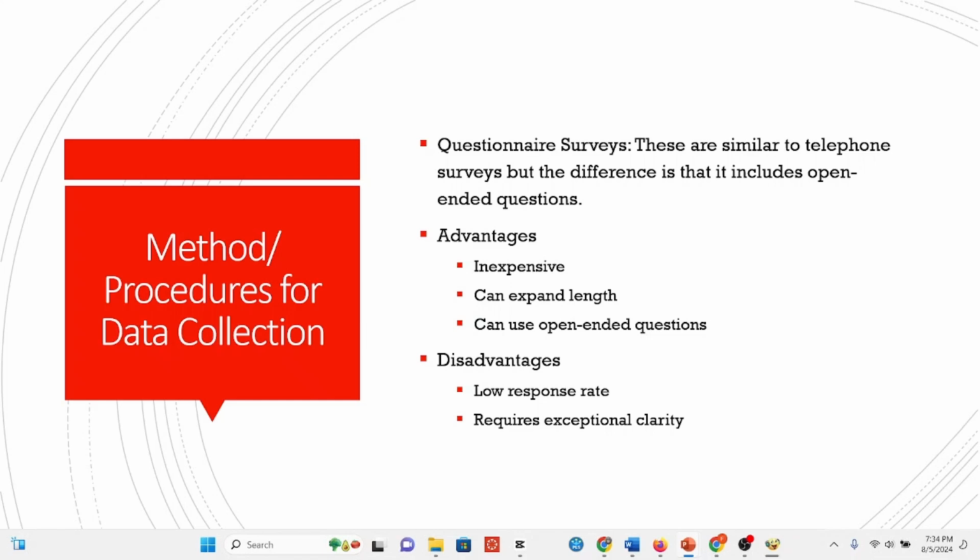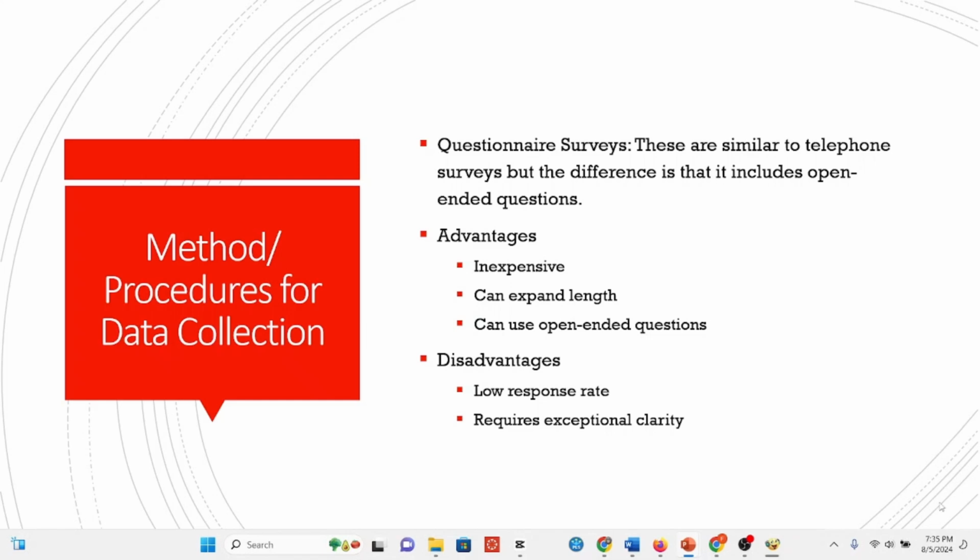Some of the disadvantages of questionnaire surveys are as follows. 1. Low response rate. Questionnaire surveys often suffer from low response rates, particularly if the survey is lengthy or not incentivized. This can lead to potential biases in the data if certain groups are underrepresented. 2. Requires exceptional clarity. To avoid misinterpretation, questionnaire surveys must be carefully designed with clear and concise questions. Poorly worded questions can lead to misunderstandings and unreliable data.